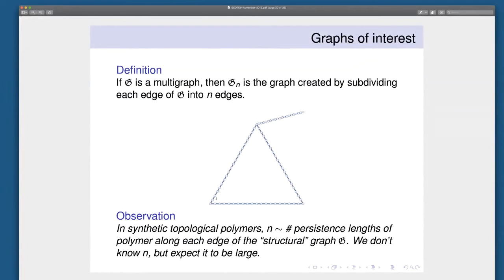But should each of these model 1 monomer, 10 monomers, a persistence length of monomers? So we had to ask the chemists, and the chemists said there's really a pretty large number of monomers, and these things are quite flexible, so the persistence length is like 2 or 3. So assume n is big. So we made a model assuming n was big.